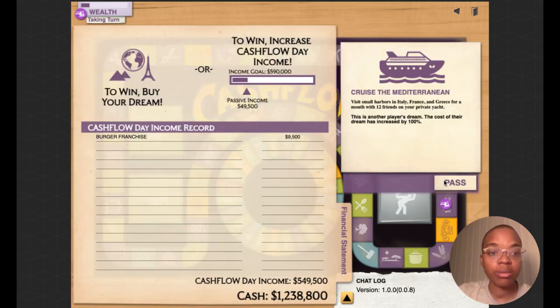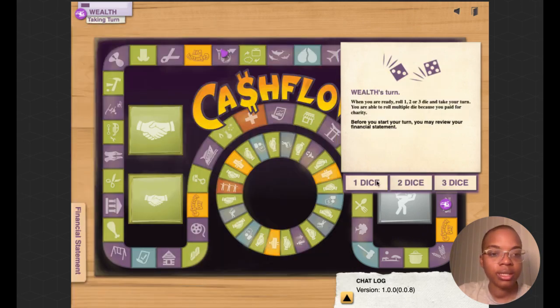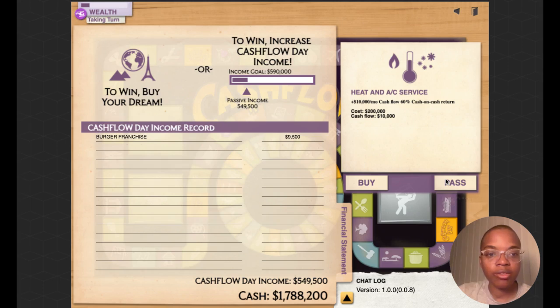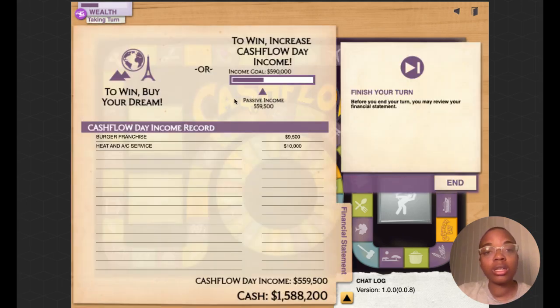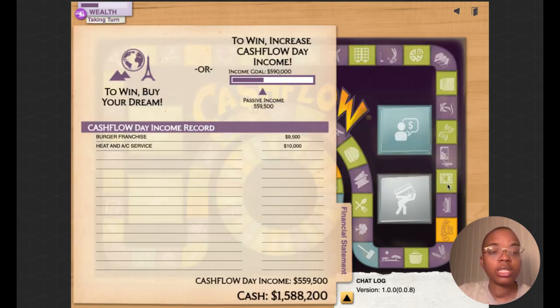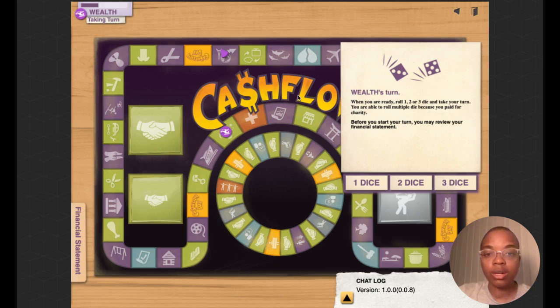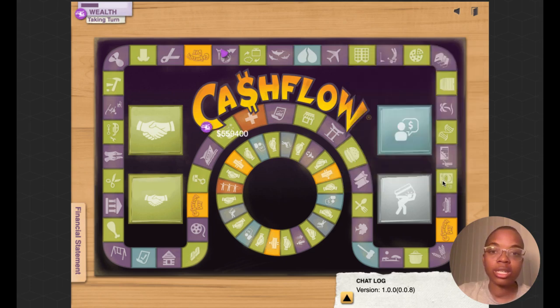So I'm going to do a 3 die to get me. So cruise over Mediterranean, that's another player's dream. I'm going to pass on that. Do my other 3 die, get me further. Okay, here we go. $10,000 a month cash flow, 6% cash on cash returns. So again, another 10 is going to take me 2/5 of the way to my income goal. So where am I at right now? Here, if I do 3, 1, 2, 3, 4, 5, 6, 7, 8, 9, 12, 13, 14, 15, 16, 17, 18. I think I'm going to do 3 die.